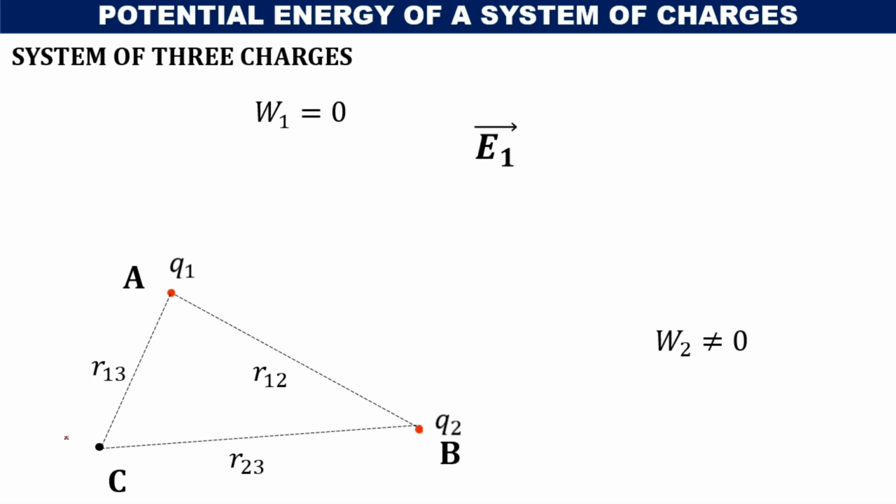Now the two charges are in their position. Both are creating their own electric fields. When we bring the last charge of the system, Q3, from infinity to position C, work has to be done against the net electric field created by both charges. Therefore, to bring Q3 from infinity to position C, more work will be done here. That work done is represented as W3, which is also not equal to 0.